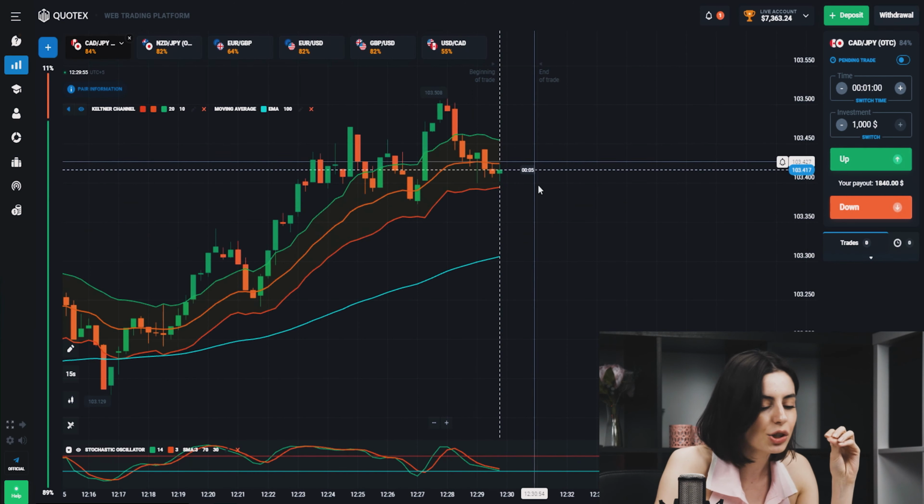It can be three indicators, but you can choose some of them, combine two of them, and check how it works for you.